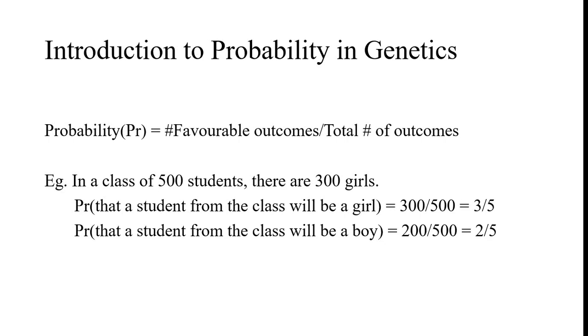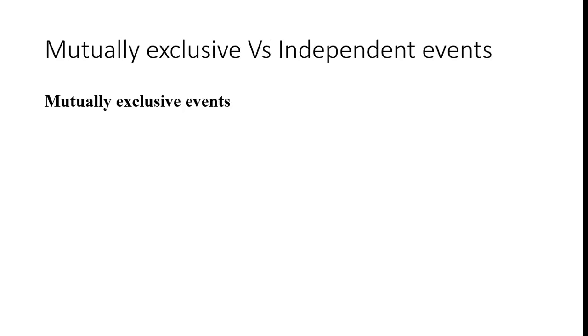And then how do we apply this in genetics, and what's the significance? Usually in probability we have two main types of events: mutually exclusive events and independent events. Mutually exclusive events are events that do not occur together. So when one is occurring, the other will not occur.